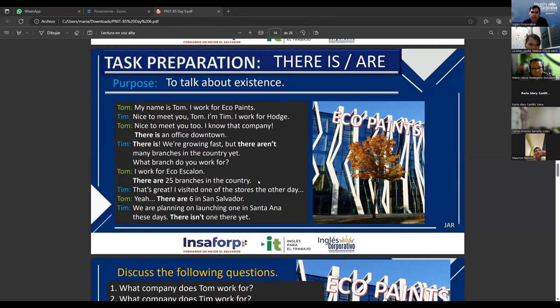We're growing fast, but there aren't many branches in the country yet. What branch do you work for? I work for Echo Escalon. There are 25 branches in the country. That's great. I visited one of the stores the other day. Yeah, there are 6 in San Salvador. We're planning on launching one in Santa Ana. These days, there isn't one there yet.